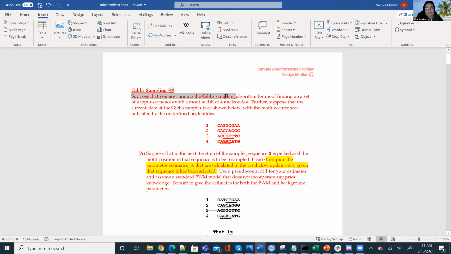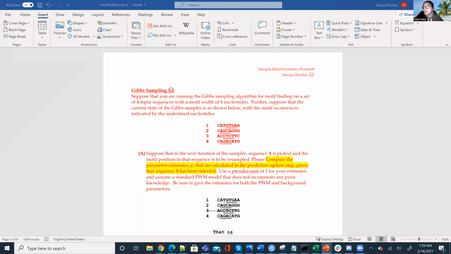So in this sample problem, please suppose that you're running the Gibbs sampling algorithm for motif finding on a set of 4 input sequences with a motif width of 4 nucleotides. So this has to do with transcription factors recognizing binding sites along the DNA sequences, which is super important, especially because whenever we have transcription factors, they usually try to bind to sequence-specific DNA sequences.